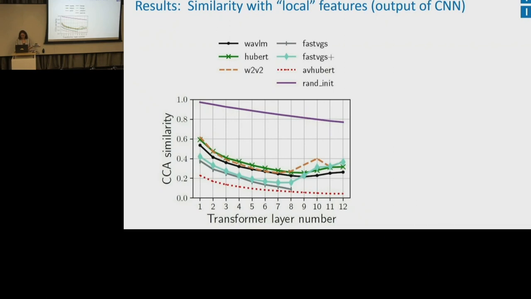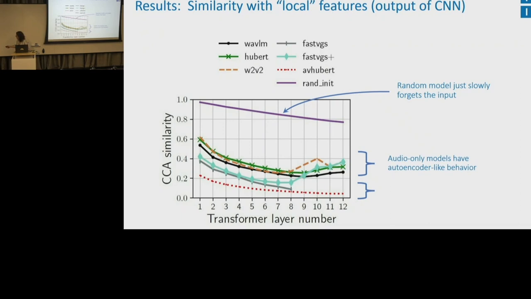Okay, so what do we see here? The models sort of divide themselves into two groups. The random model just kind of slowly forgets its input, so nothing interesting there. And then the real models divide themselves into two classes. One is the audio-only models, and the other is the multimodal models. The audio-only models all have this property that they're doing some masking, and then they're trying to reconstruct in some sense what they've masked. And the multimodal models are trying to relate the two modalities.